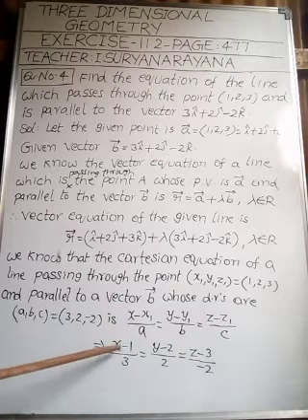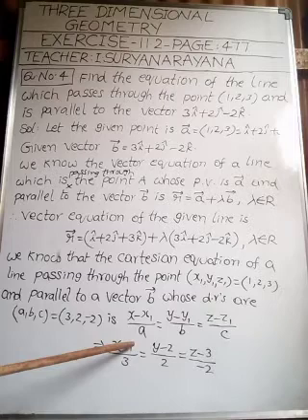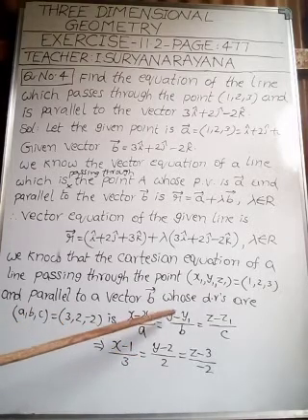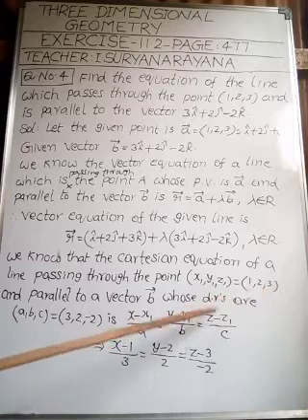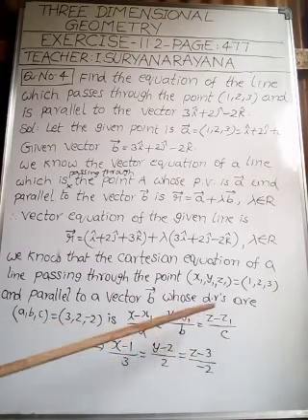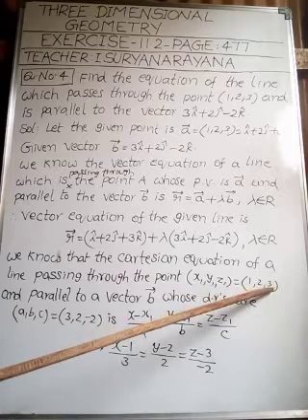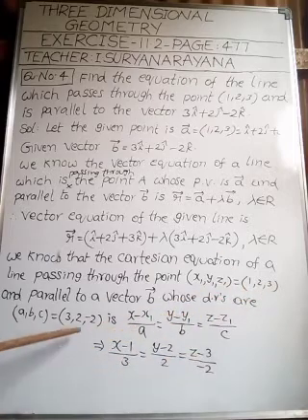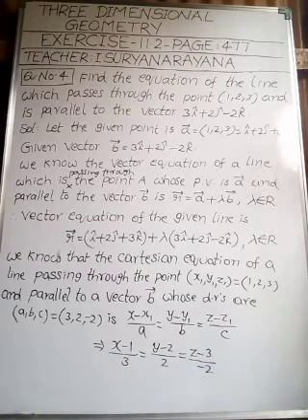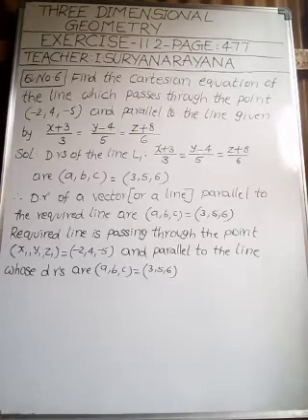Right. This implies x minus, what is x1? 1 by a, what is a here? 3 is equal to y minus y1. Y minus y1 is 2 by, what is b here? 2 is equal to z minus z1. Z minus 3 by c. What is c here? Minus 2. That's all. This is the Cartesian form of the given line. Okay, my children, understood? Right.